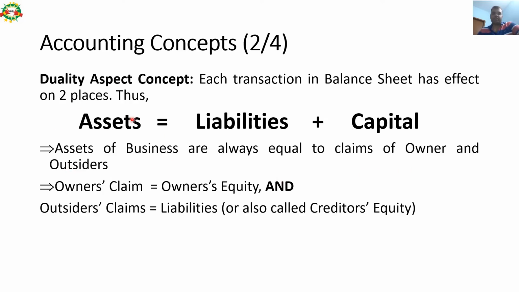So these assets are always equal to claims of owner and outsiders. So these are the claims of owners, and these are claims of outsiders. Owner's claim is nothing but owner's equity, which is also called capital, and outsider claims are nothing but liabilities. They are also called creditor's equity.